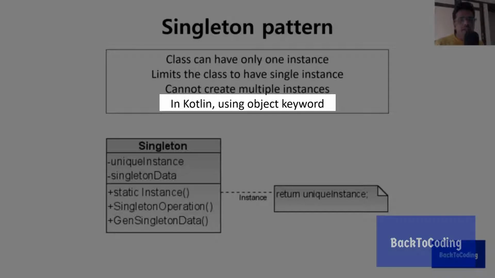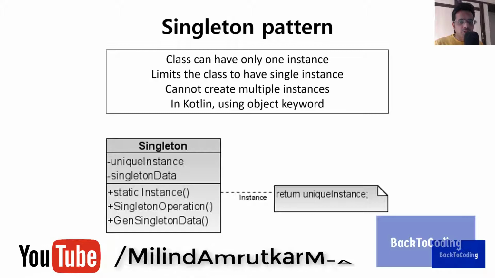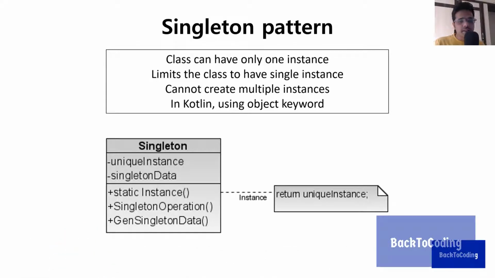In Kotlin, when we declare a class using the object keyword, then there will be only one instance created by default. You cannot create an instance for this class. It will be provided by default. Let's go to our editor and quickly see how we create a singleton pattern using Java.